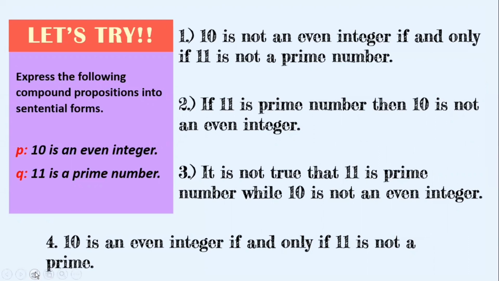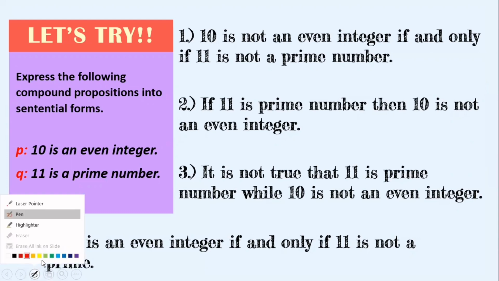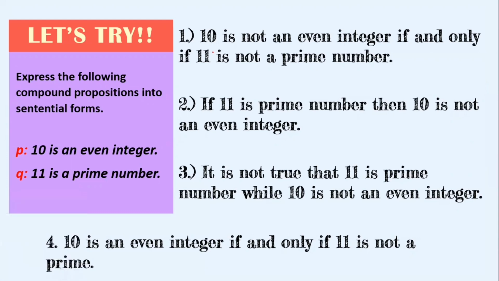So, identify muna natin yung mga simple propositions sa given. Katulad nito, 10 is not an even integer. Diba itong 10 is an even integer is yung p natin. Since naka-not, so naka-negate yung p. And sabi dito, if and only if, ito yung ginamit na logical connector or operator.